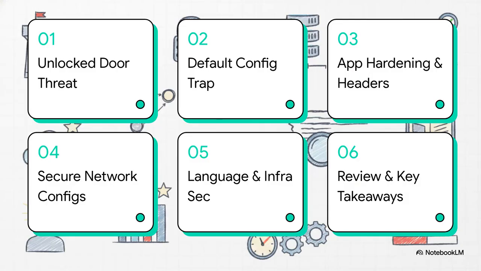Here is our roadmap for today. We'll hit the unlocked door threat, the default configuration trap, application hardening and headers, secure network configurations, language and infrastructure security, and wrap up with a quick review.